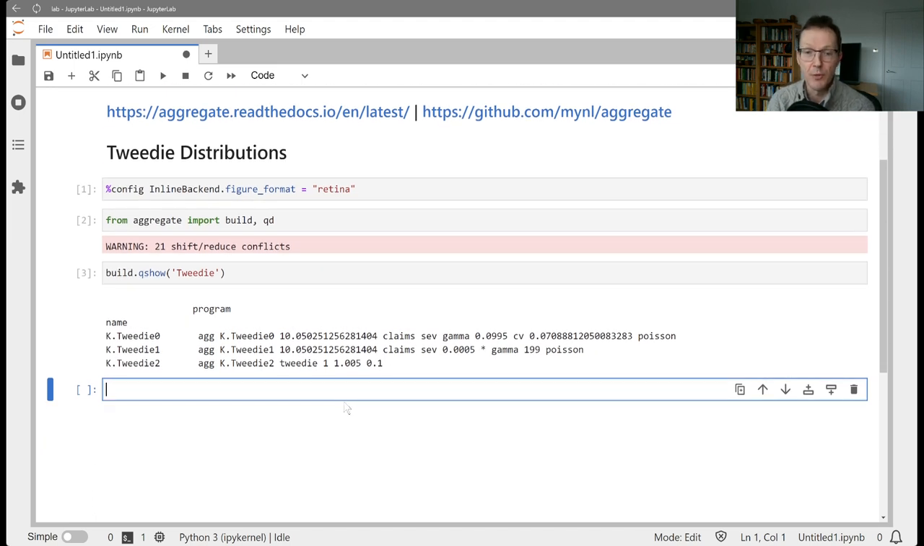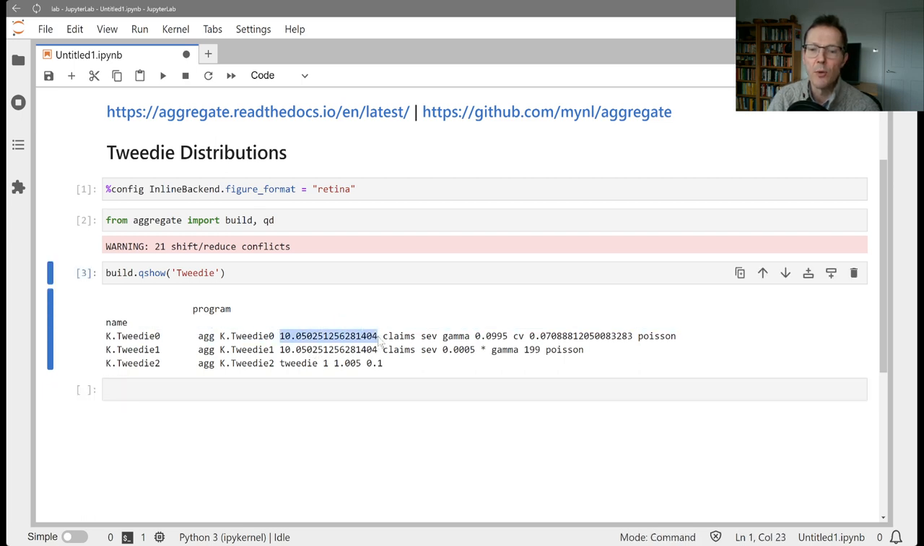These three examples are all actually the same distribution. They'll give you the same answer, but they're parameterized in three different ways. The first one here gives the claim count 10.050, and then it specifies the severity using the mean and CV format. So the average severity is a shade less than 0.1, the CV is 0.071, and we've got our Poisson frequency that we expect. The second parameterization only differs here in the specification of the severity, where it uses the shape factor for the gamma of 199, so that's the alpha, and then it uses a scale factor of 0.0005.